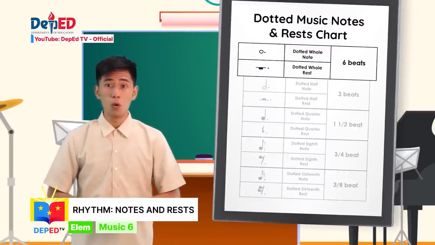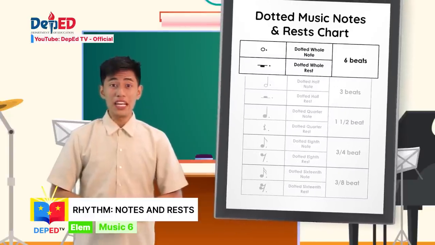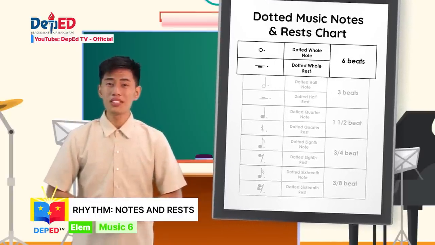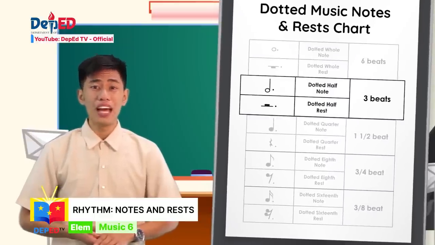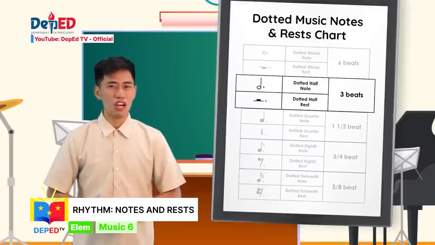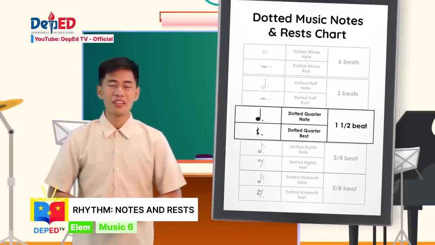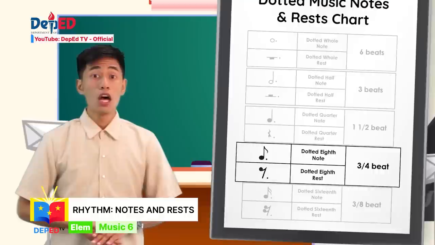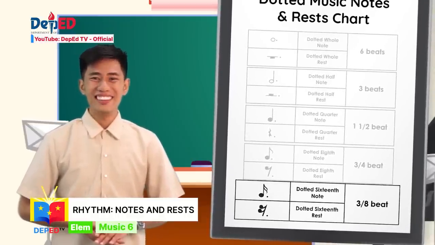A whole note or whole rest without a dot is only 4 beats. But since it has a dot, it becomes 6 beats. Same with dotted half note and rest, which is 3 beats. Dotted quarter note and rest, 1 and 1 half. Dotted 8th note and rest, 3 fourth. Dotted 16th note and rest, 3 8.